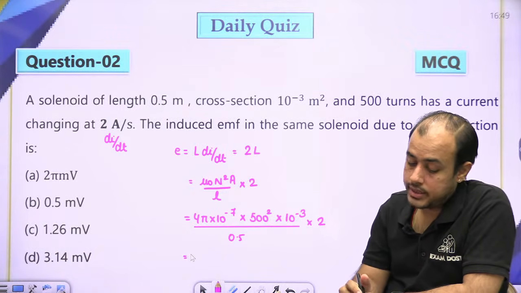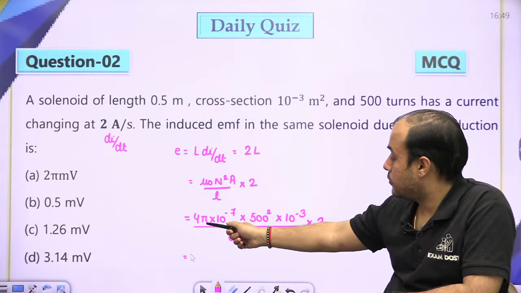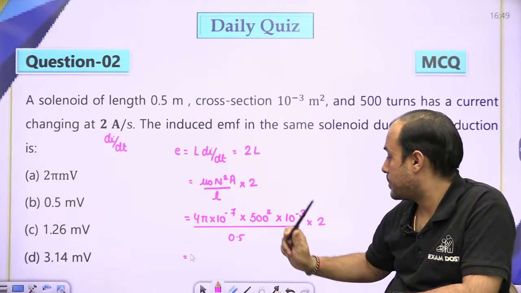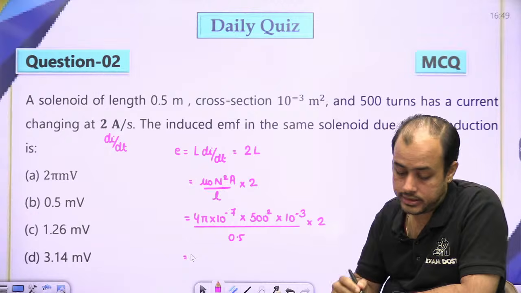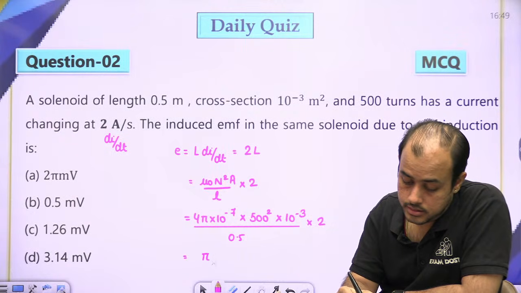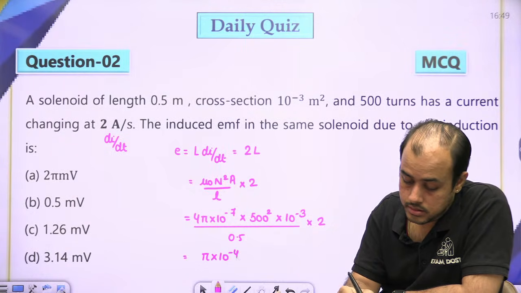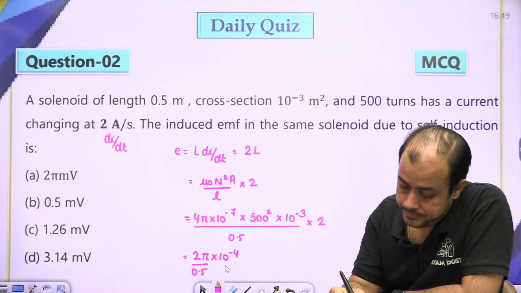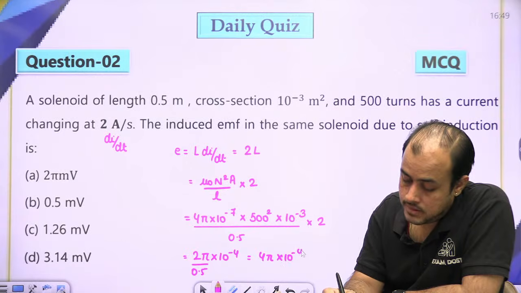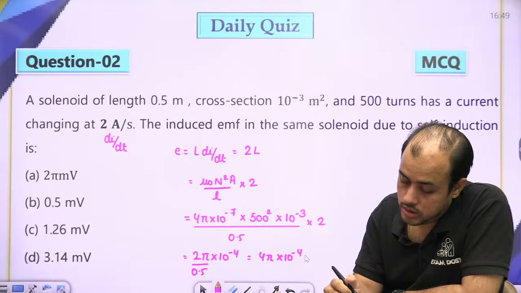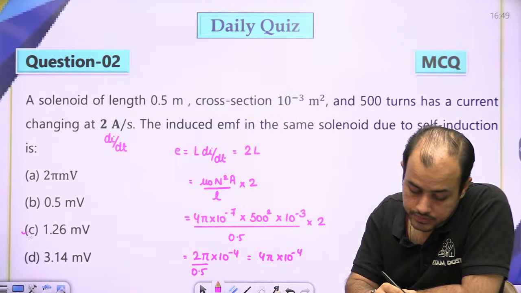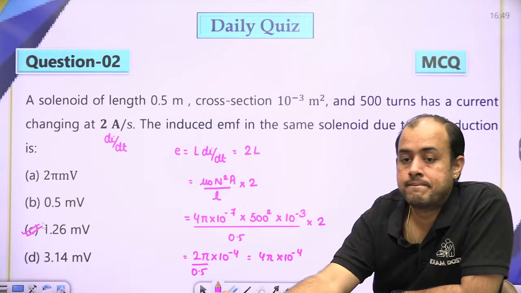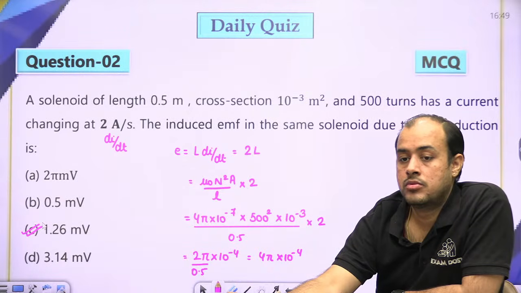10 to the power minus 10, 25 into 400, 100 into 10 to the power 4, so 10 to the power 6. Twelve something will come, 1.2. How is 0 coming, that's what I'm asking, Bakshi ji.